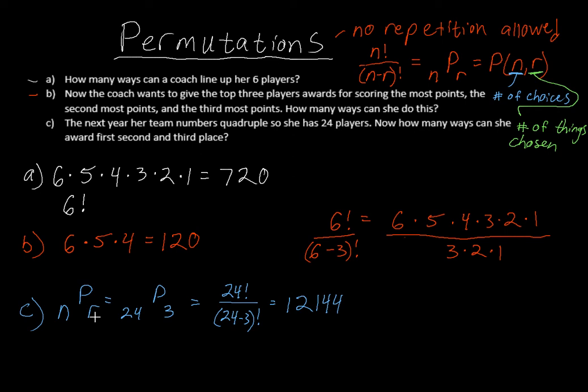So again, permutations are specifically used when there's no repetition allowed. Once somebody's chosen for something, or once something is chosen, it's gone. You're not allowed to choose it again. And that formula is going to be the number of things you can choose from, factorial, divided by the quantity, the number of things you can choose from minus the number of things you do choose, factorial.